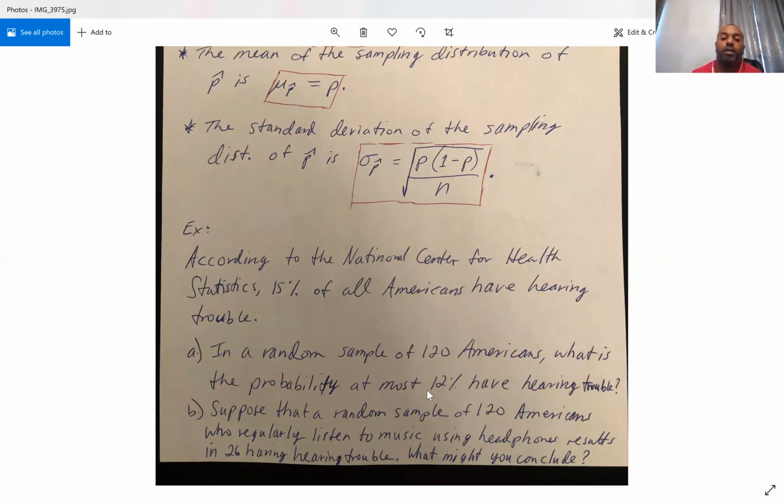All right, so the example that's going to use that setup says, according to the National Center for Health Statistics, 15% of all Americans have hearing trouble. In a random sample of 120 Americans, what is the probability that at most 12% have hearing trouble? Suppose that a random sample of 120 Americans who regularly listen to music using headphones result in 26 having hearing trouble. What might you conclude? So I'll give you a chance to write that, and then we'll do the problem.